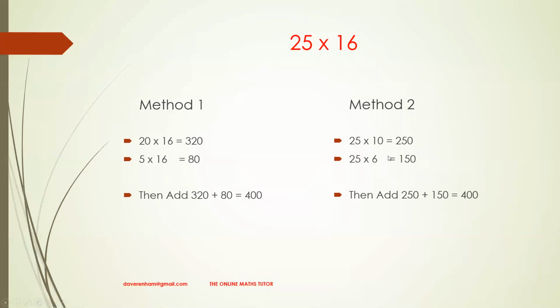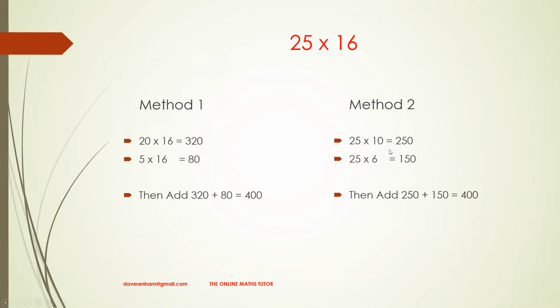They're basically the same method, where we're going to split the numbers up into 20 and 5. So we're splitting 25 into 20 and 5. This is called partitioning. So we're going to do 20 times 16 and 5 times 16. So 20 times 16 is 320, 5 times 16 is 80. We're then going to add the two numbers together to give us 400.